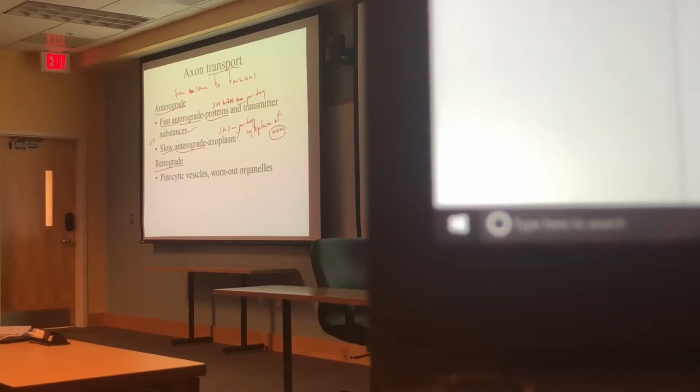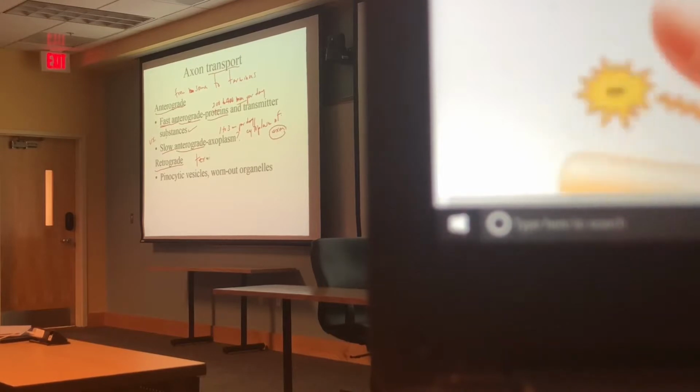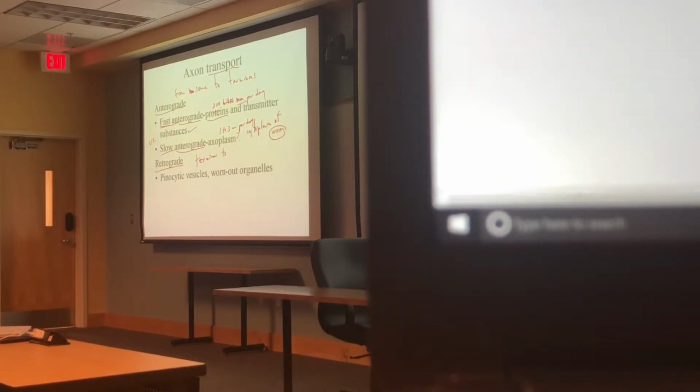Guys, the bottom line, you have fast and you have slow, okay? Then you have what's called retrograde. Now, guys, retrograde is which direction? From terminus to what? Back to the soma, okay? From terminus back to the soma. And what travels in terms of retrograde transport? You have vesicles that are taken in by pinocytosis.